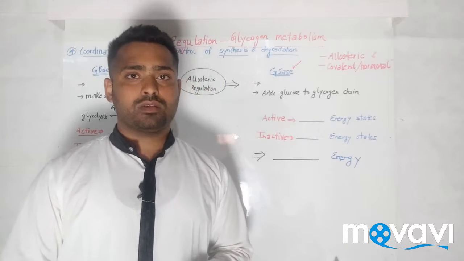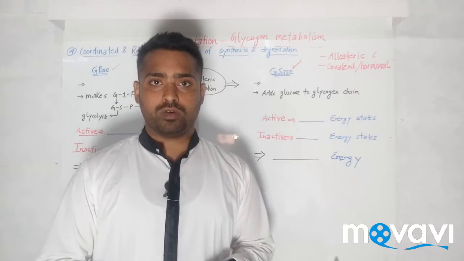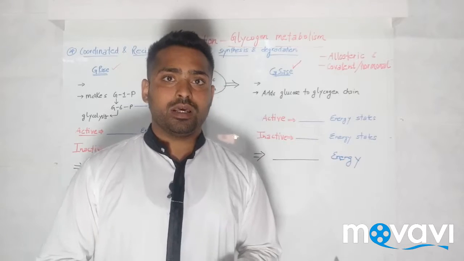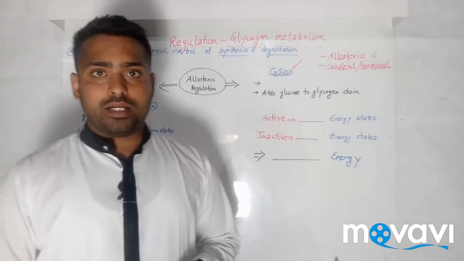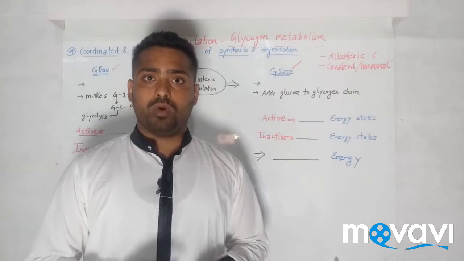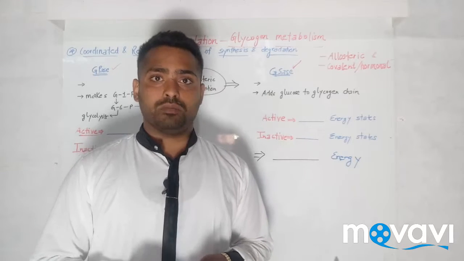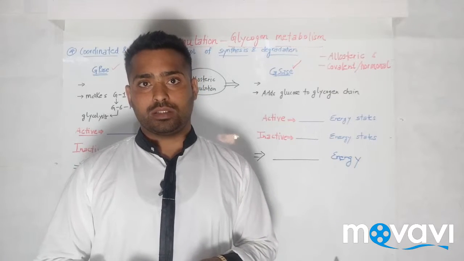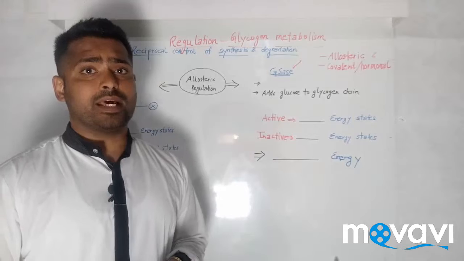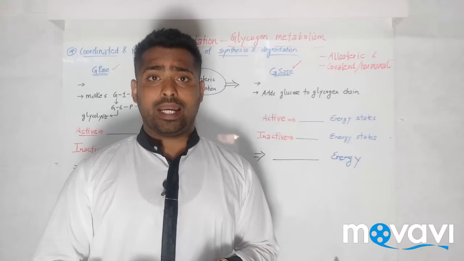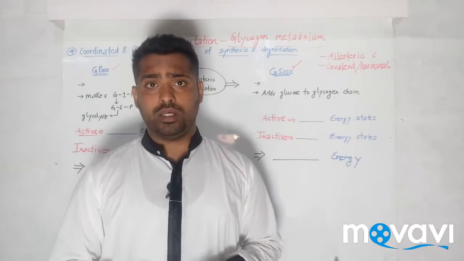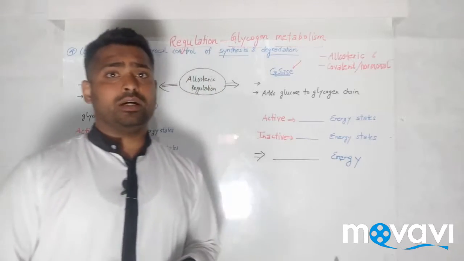Welcome friends. This video is about the regulation of glycogen metabolism. This is the coordinated and reciprocal regulation of both glycogen breakdown and glycogen synthesis. These glycogen enzymes are regulated allosterically and covalently. First we will discuss the allosteric regulation.